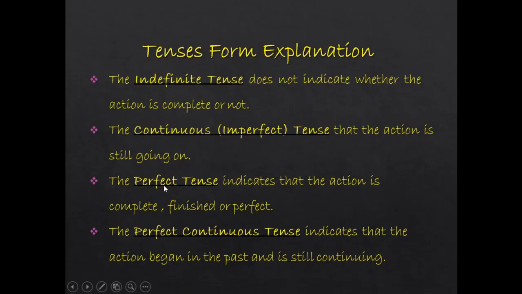The third is the perfect tense. The perfect tense indicates that the action is complete, finished, or perfect. And the fourth form, the perfect continuous tense, indicates that the action began in the past and is still continuing.